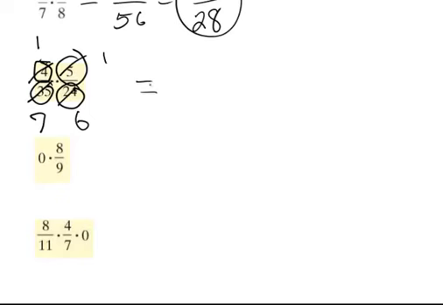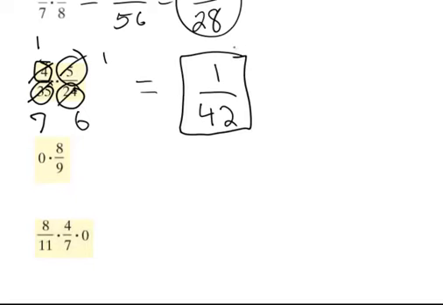Now, if I multiply straight across, 1 times 1 on the top leaves me with 1. 7 times 6 will leave me with 42. Typically, this is a better way to reduce our fractions, simply because if we multiply straight across, I want you to take a look at the numbers that we had.